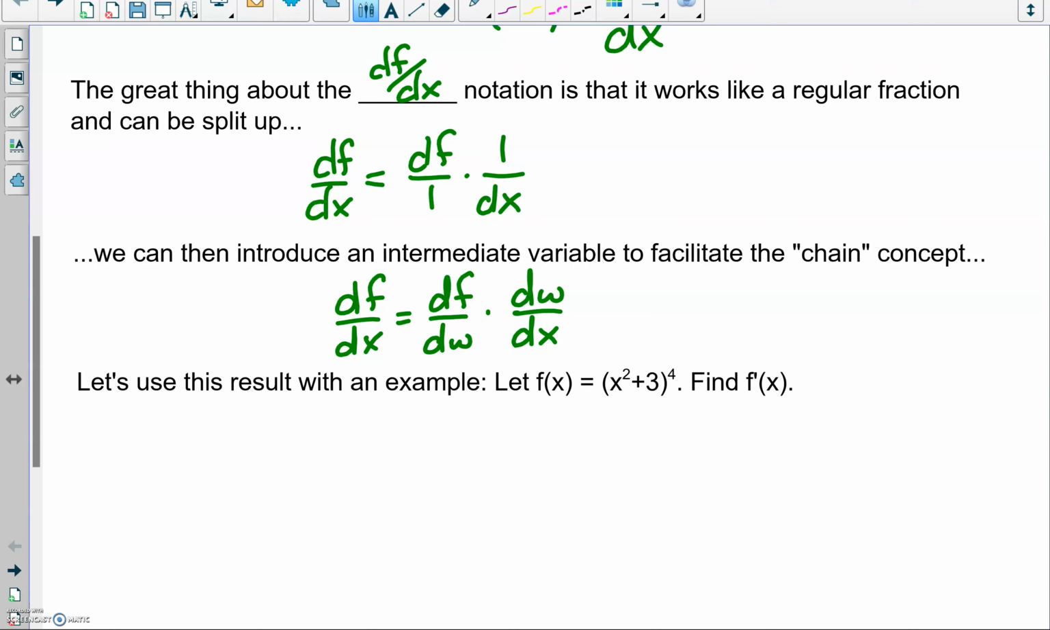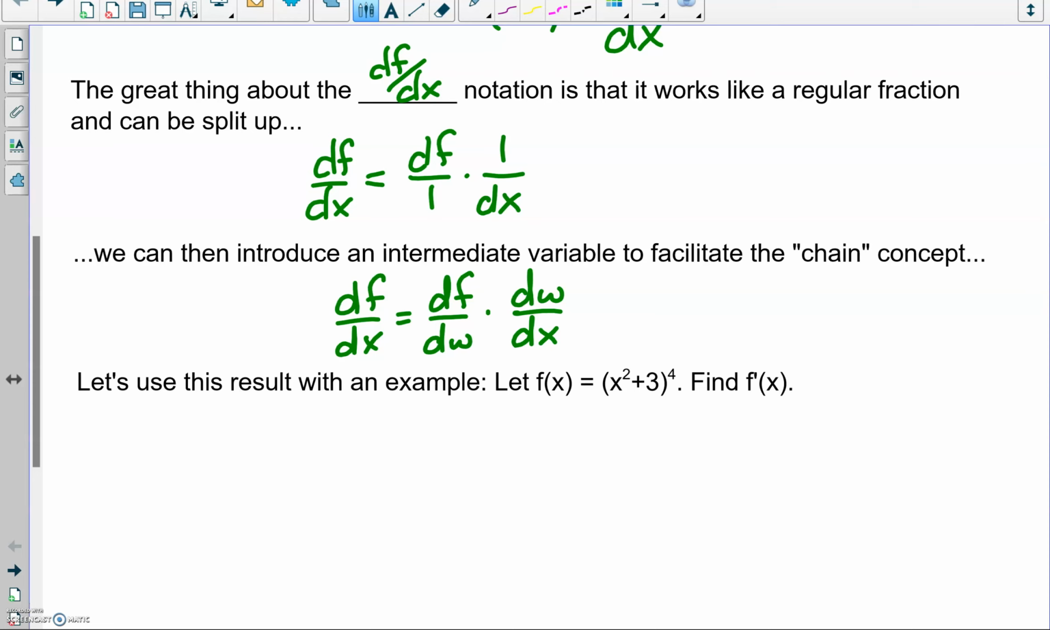But now what I have here is two separate derivatives. I've got the derivative of the outer function, the f from up above, times the derivative of the inner function. And that's going to be a huge part of the chain rule. That's really the chain rule.